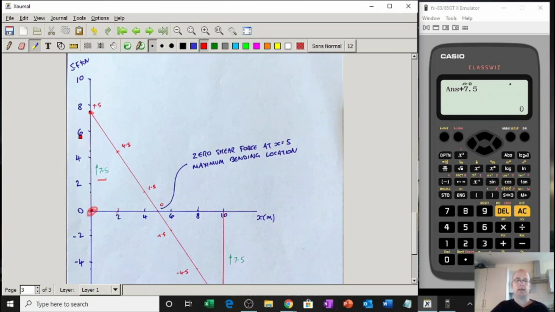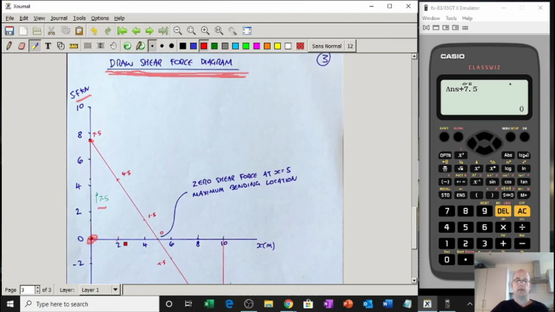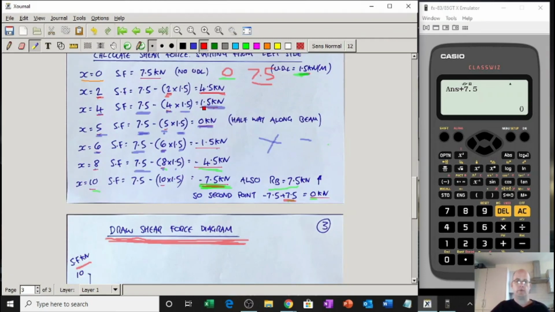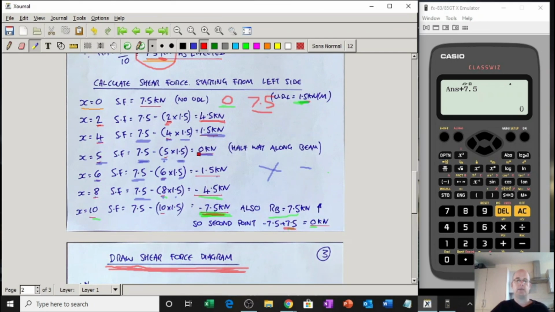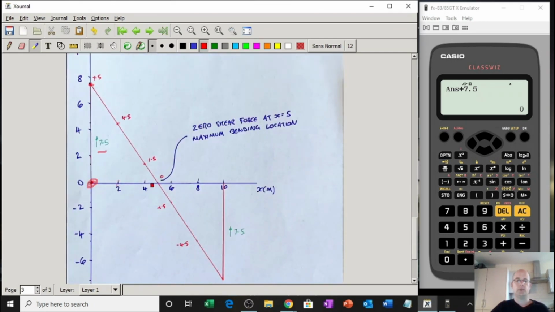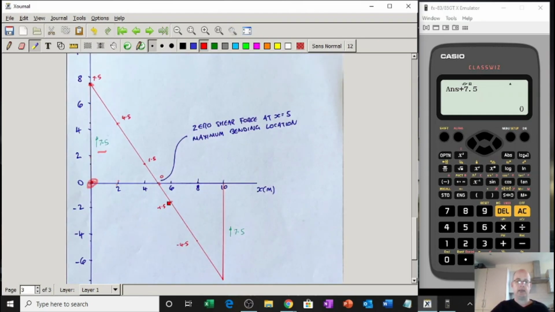Make sure you get your scale correct. Label the units. Title, label. At x equals 4, 1.5. A UDL is a sloping line, so it should be sloping like this. If your numbers don't hit this line, there's something wrong somewhere. At x equals 5, we've done it because it's 0. If you'd have gone to x equals 6, minus 1.5, when you draw the line, it would have come through 0 anyway.